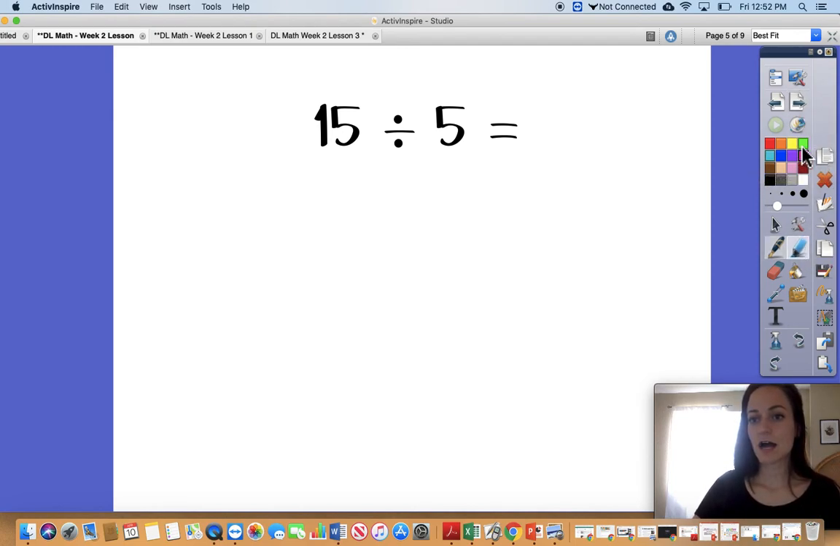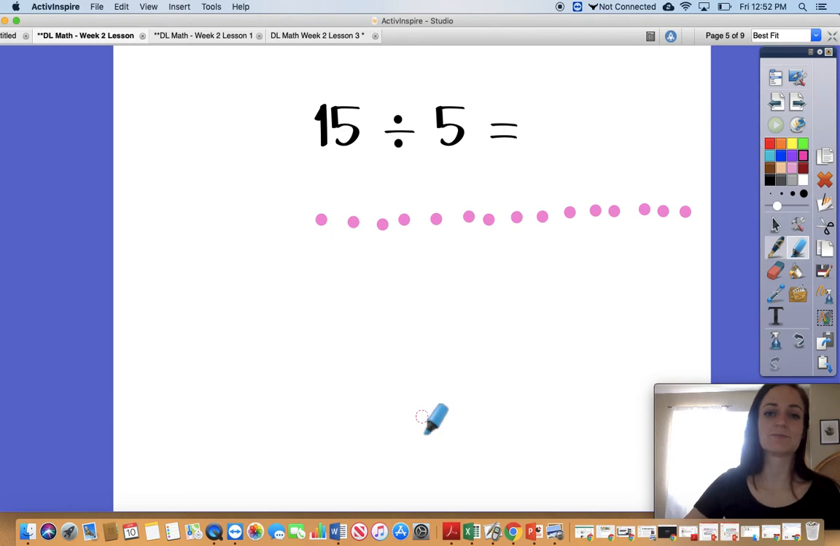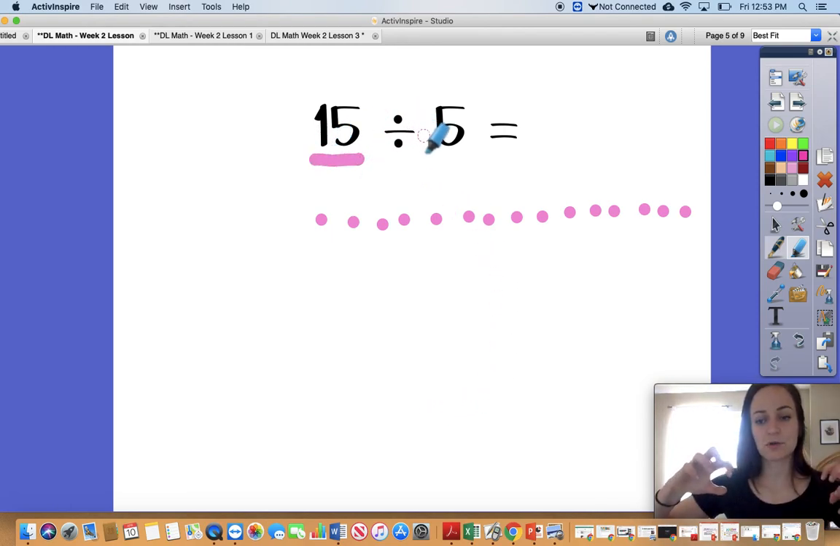Okay, I have 15 divided by 5. 1, 2, 3, up to 15. I just decided to draw them like that, okay? I have 15 total things. I'm going to break it apart or divide it into groups of 5. Okay, groups of 5. 1, 2, 3, 4, 5.